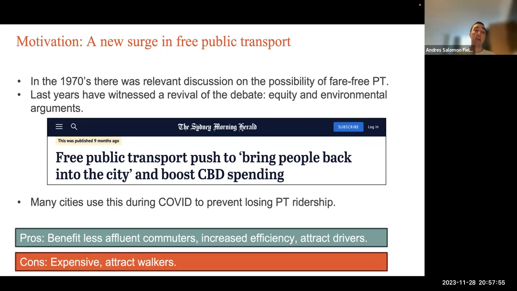Why would we not want free public transport? Most importantly, because it is very expensive. Most cities in the world, as you know, have relevant subsidies for public transport, but the revenue that comes from fares is still a very, very relevant component. So if it is 100% subsidized, that can be very important in terms of taxpayers. And maybe we not only attract drivers, maybe we also attract walkers. So in this presentation, I'm not going to say yes or no. I just want to focus on this last thing: attract drivers, attract walkers.